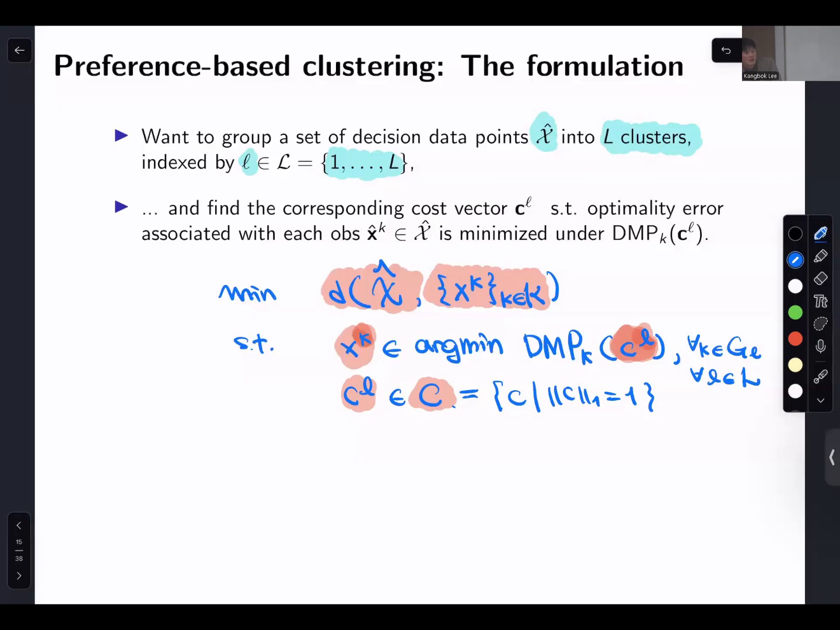We don't know what c_l should be yet. Okay, so good question. My xk is a decision variable, but also c_l is a decision variable. I'm trying to find all of them simultaneously, for each k and each l.